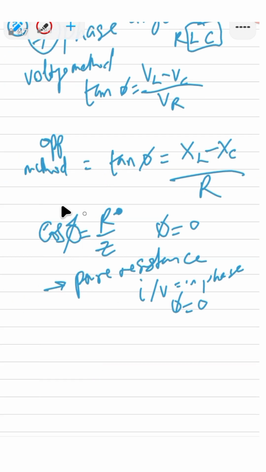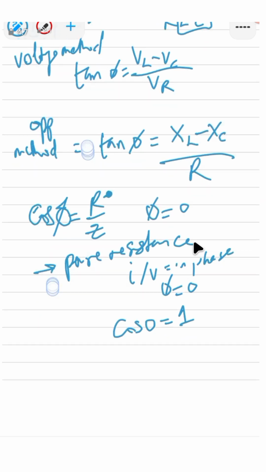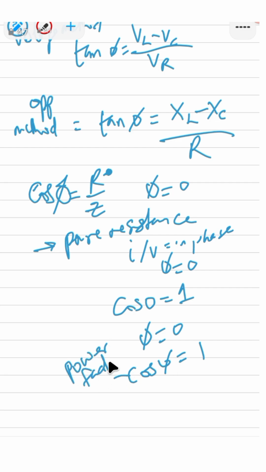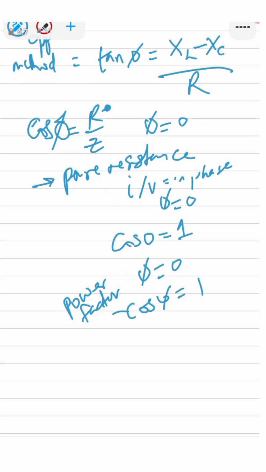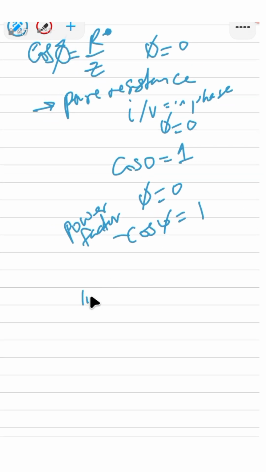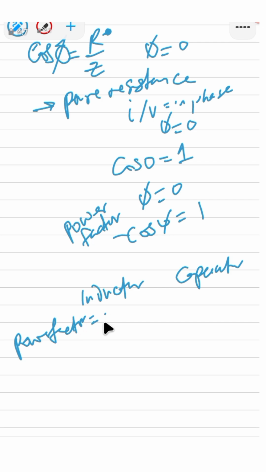So if you follow this formula, since the phase angle is 0, if you do cos of 0, you will get 1. So for a pure resistance circuit, the power factor is 1. Since the phi is 0, then cos phi will be 1. Cos phi is the power factor. So if you have a circuit that has only a resistor, you say the power factor is 1. You understand? But if you have a circuit that contains only an inductor, or maybe only a capacitor, the power factor will be 0. Why is it 0?